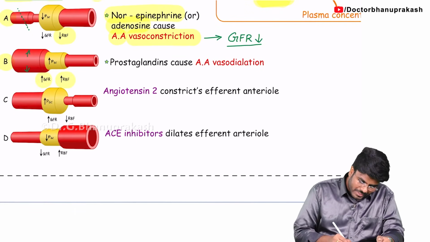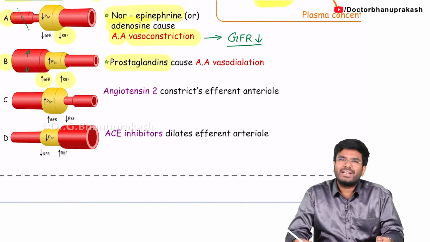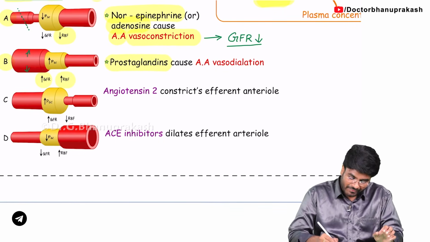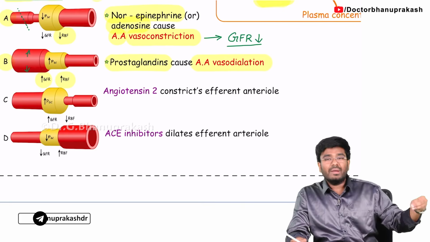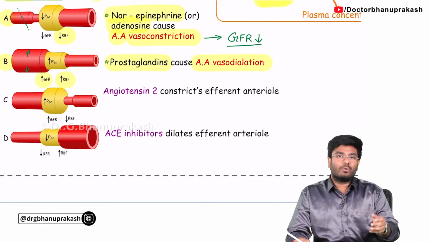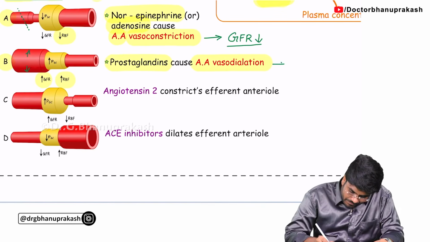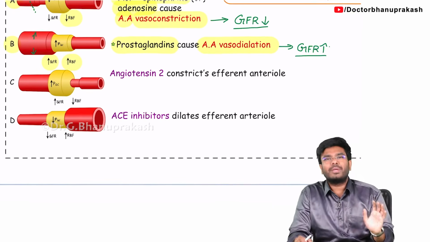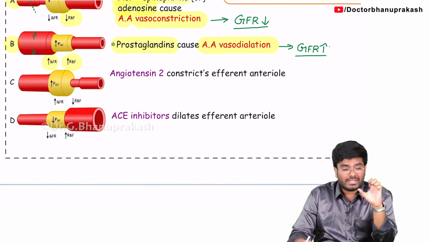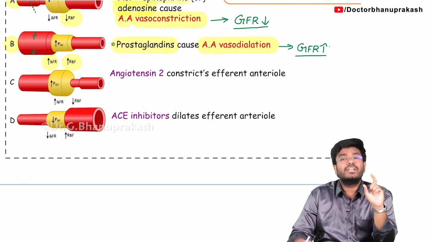So there are substances called prostaglandins. What will these prostaglandins do? Prostaglandins will cause afferent arteriolar vasodilation. They will keep the blood vessels open. They will let more blood come to the glomerulus. So GFR will be more. So GFR increases. Okay, done. So the first half of the topic is completed. Afferent arteriole constriction decreases the GFR, afferent arteriole dilation increases the GFR.